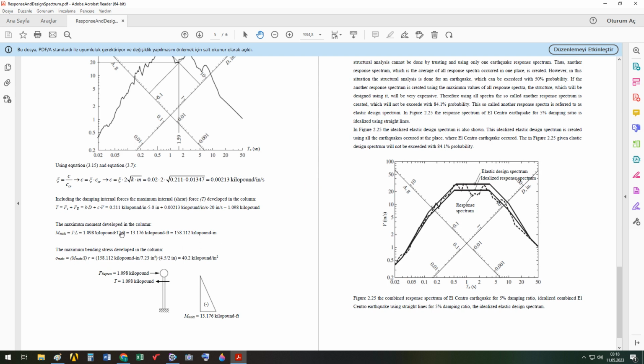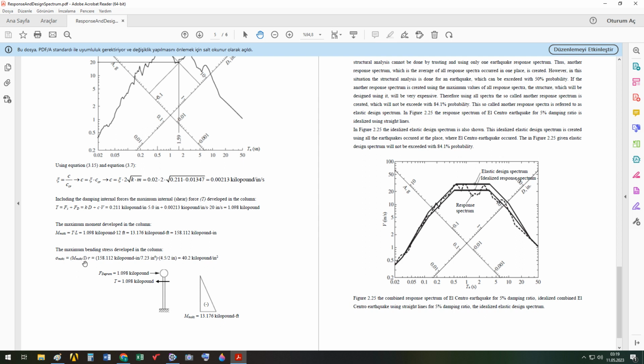Yes, as you see here, we obtain this value in terms of kilopound feet, and if we multiply this value with 12, we will obtain this value in terms of kilopound inch. And from the simple bending normal stress formula, we obtain this.